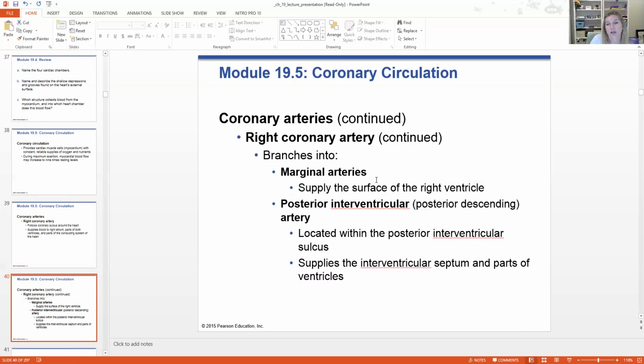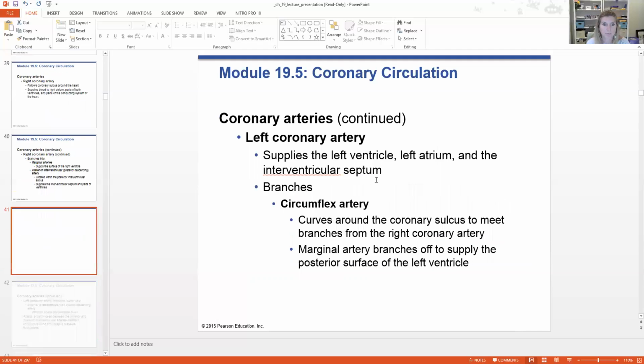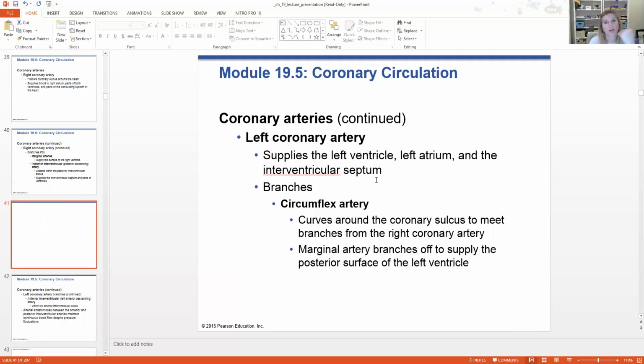Either one is fair game for tests, quizzes, and practicals. So just so you know, posterior interventricular or posterior descending. This is located within the posterior interventricular sulcus, and it provides the interventricular septum and parts of the ventricles with fresh blood. The coronary artery branches into the left coronary artery as well.